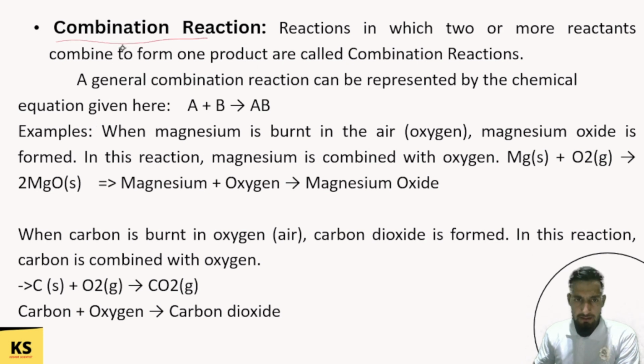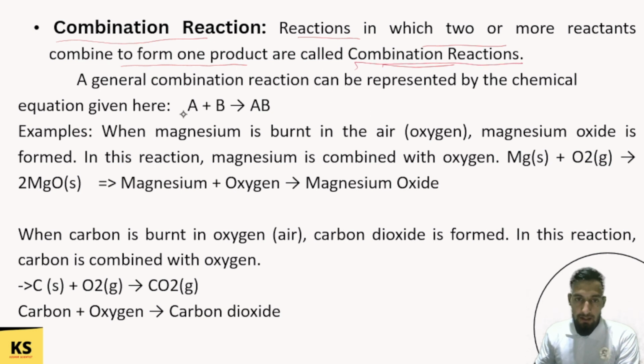What is combination reaction? As the name suggests, we can say that a reaction in which two or more reactants combine to form one product are called combination reactions. तो नाम से ही पता चलता है कि कॉम्बिनेशन मतलब जोड़ना. तो दो तीन जब हमारे रिएक्टेंट्स एक साथ मिलके कोई एक प्रोडक्ट बनाए, that reaction is called what? This we call as the combination reaction.